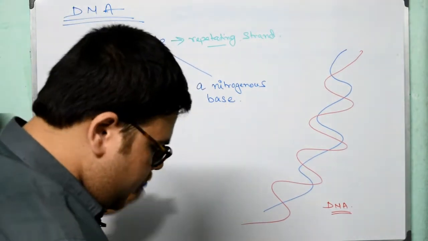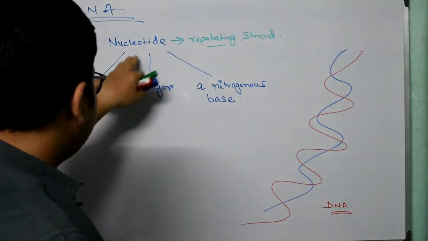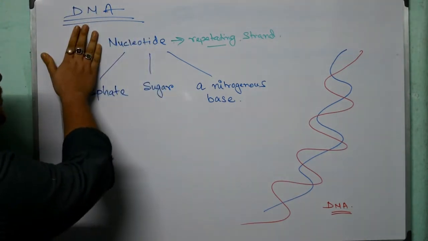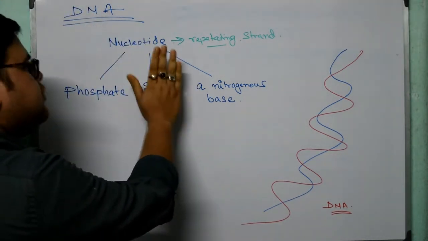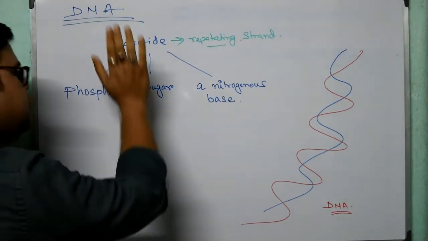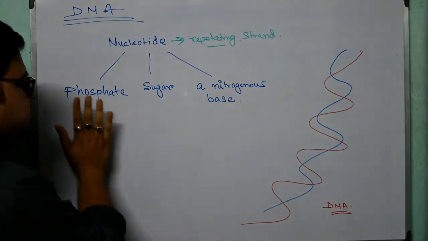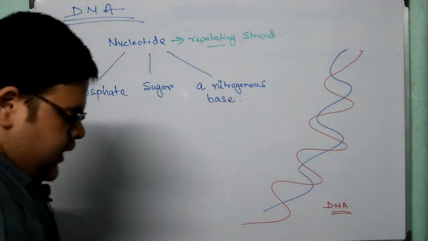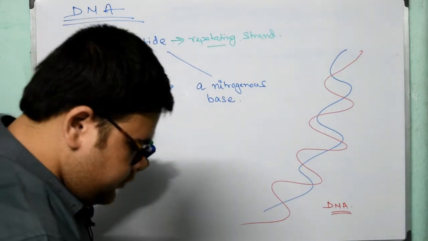So coming back to the nucleotides: this DNA structure is made up of nucleotides. These nucleotides are the repeating strand which make up the DNA. Now this nucleotide is made up of 3 parts. One is phosphate, one is sugar, another one is nitrogenous base.